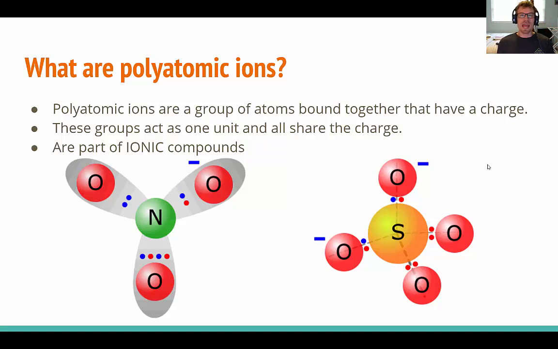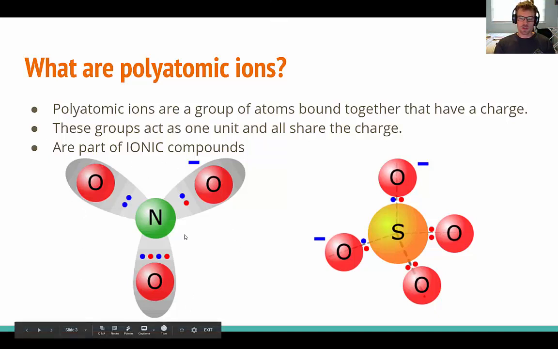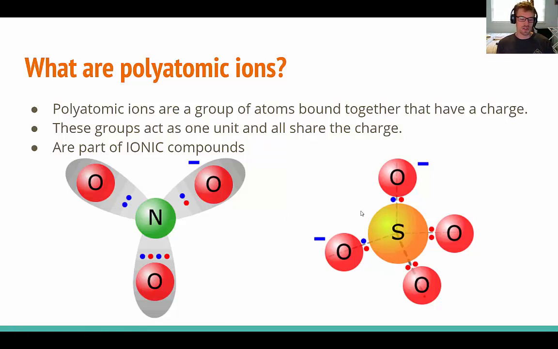When we've talked about ions in the past, that's just been single elements that have a charge. Here, it's this whole group of elements. So for example, our nitrate group over here or our sulfate group over here. These are going to all act as one unit and they all have a charge. So for example, the nitrate group has one negative charge. The sulfate group has two negative charges.